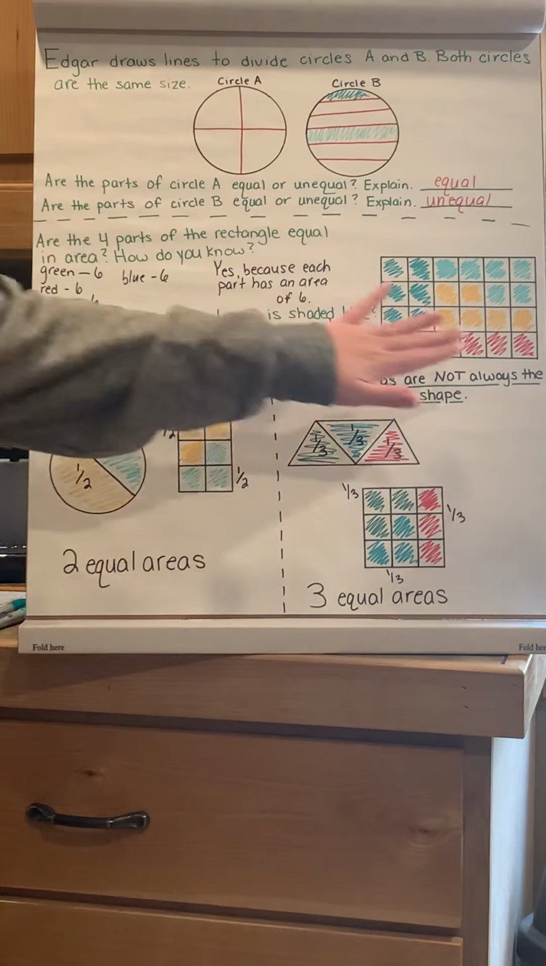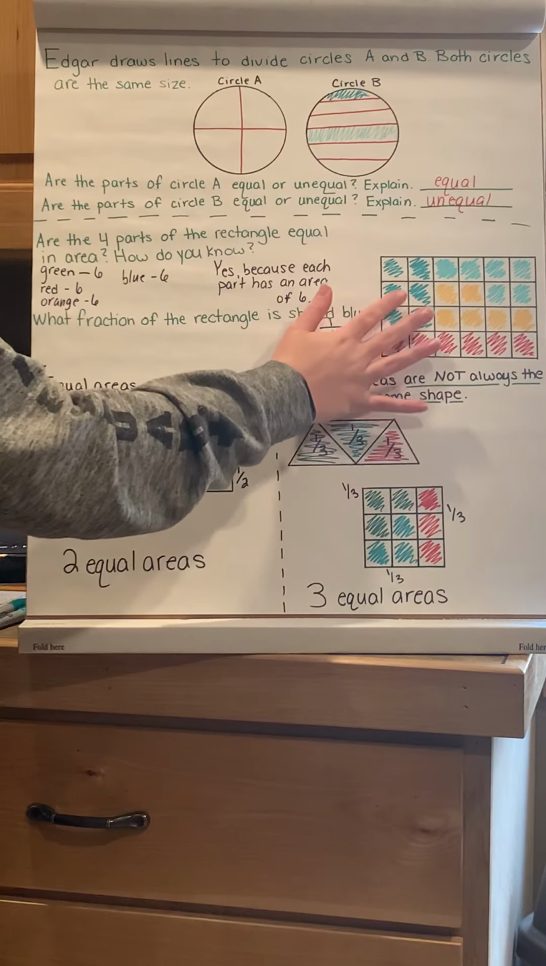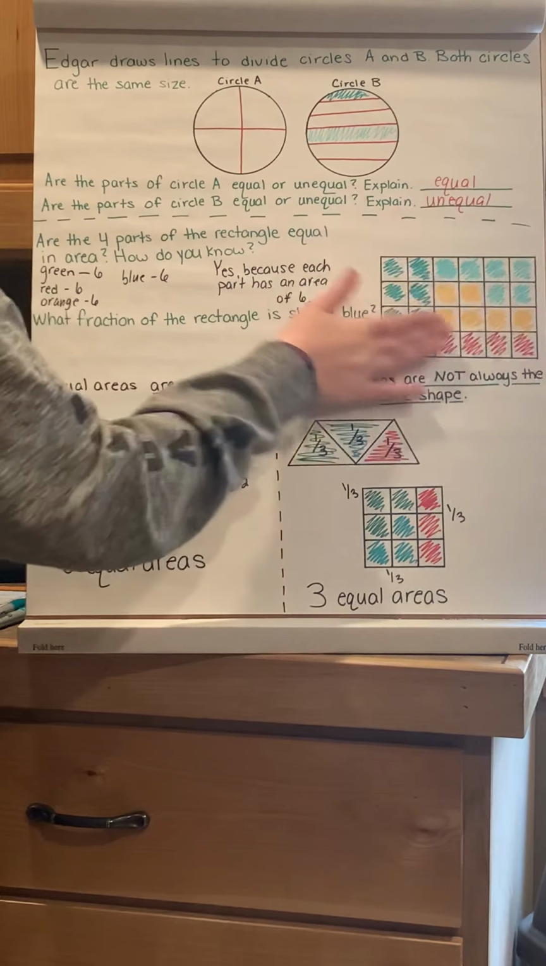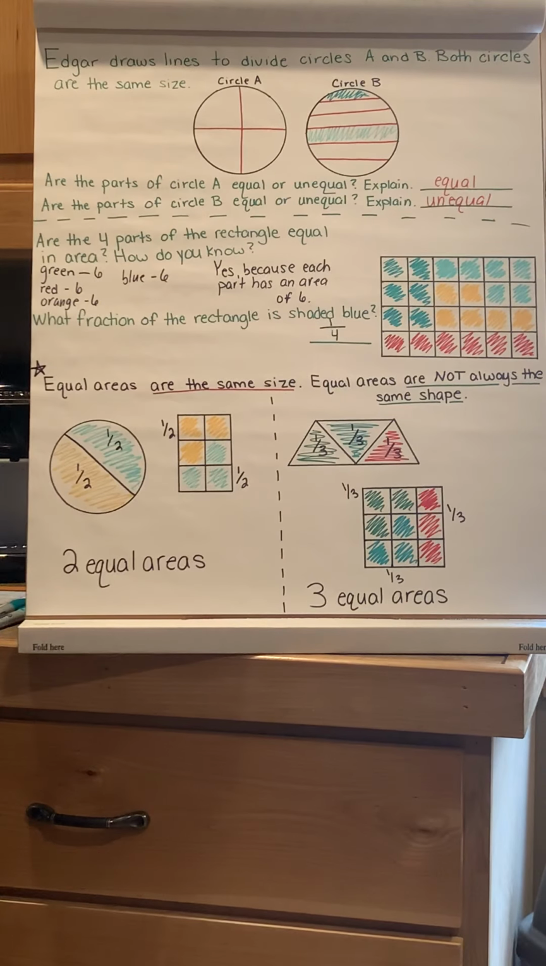That's where this down here, this is just a little bit of a review, or like an anchor chart of what we have in the classroom. Equal areas are the same size. We saw that up here. They're the same size. They have 1, 2, 3, 4, 5, 6. Each one has an area of 6. But they're not always the same shape. So you have to remember that maybe they have the same area and they're the same size, but they're not always the same shape.